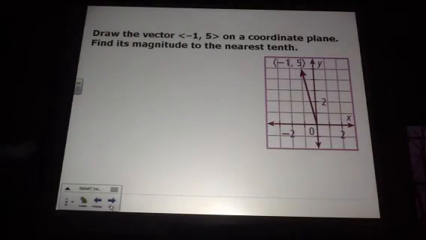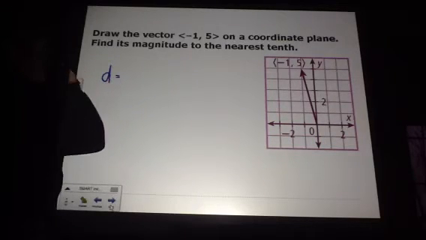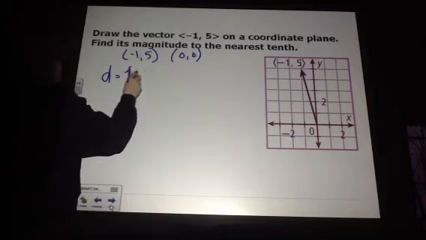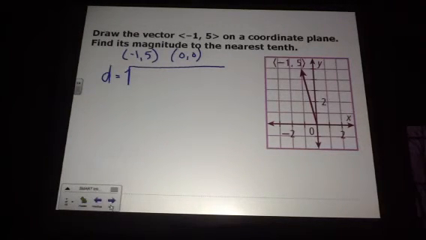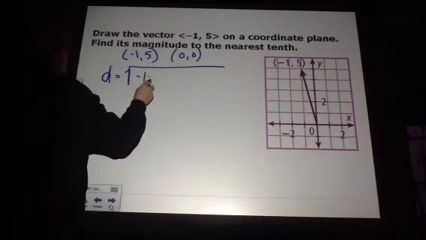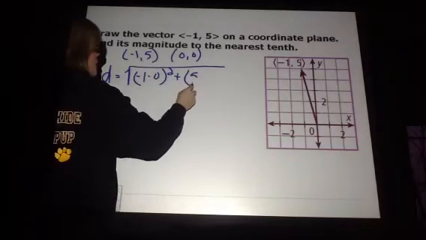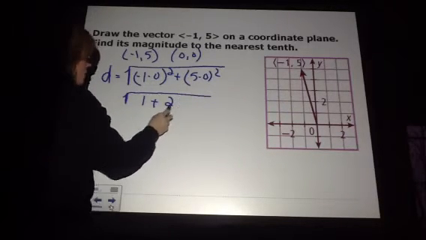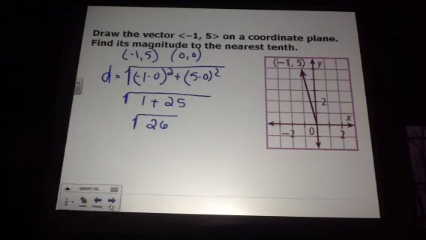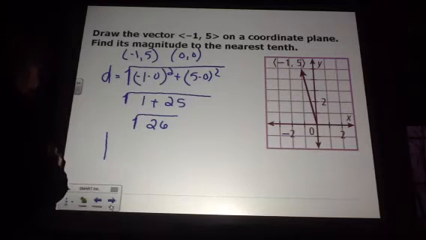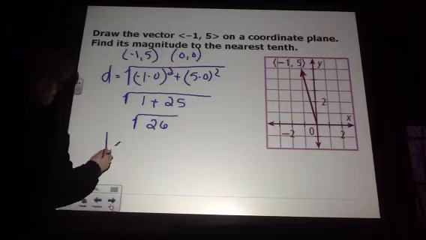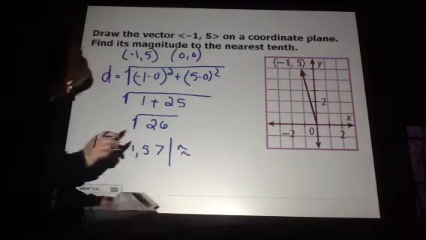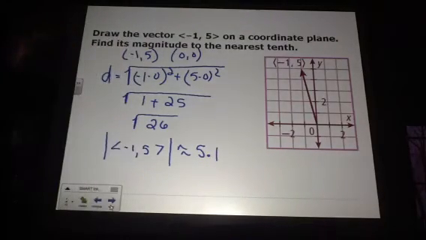Okay, so we need to find the distance. Okay, so we've got -1, 5 as a point, 0, 0 as a point. Now, y'all don't like distance formula, but you need to get used to it. Okay, so we're going to take -1 minus 0, square it, add 5 minus 0, and square. So what do we have here? -1 squared is 1. 5 squared is 25. So we have the square root of 26, and it says round to the nearest tenth. So the length, the magnitude of vector -1, 5 is approximately 5.1. So that's how you would write it.